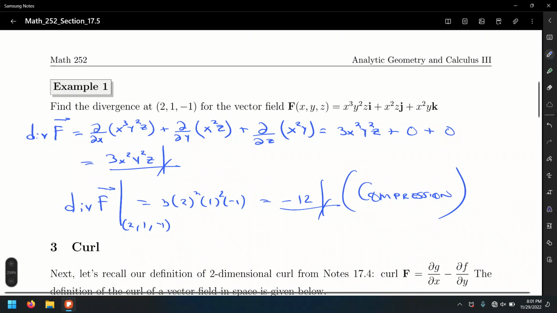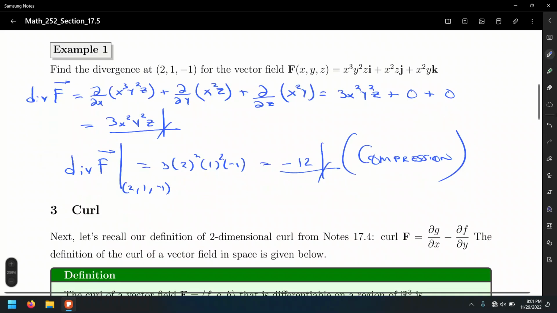And it's pretty straightforward. There's really no trick about it. It's given a vector field, find the 3 partials, and if required, evaluate it at the given point, and based on the sign, determine whether we're talking about a compression or expansion. All right? Let's look at curl.